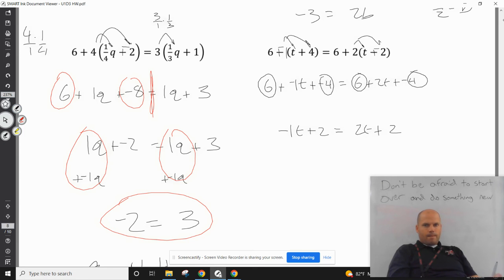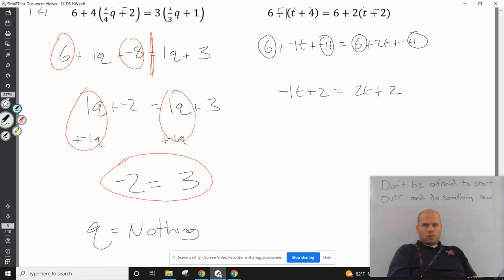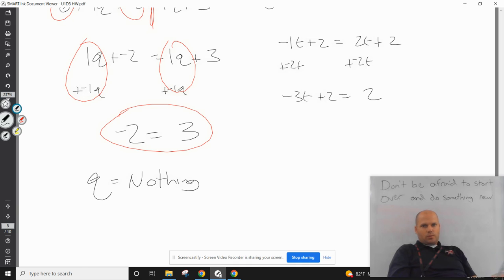Sometimes answers will be zero. Maybe let's do it your way. I say it your way because a lot of teachers teach it this way. Let's do it a lot of teachers' ways, getting the variables on one side.